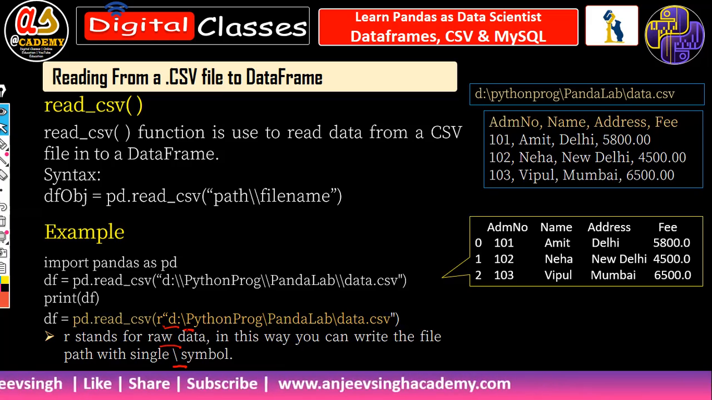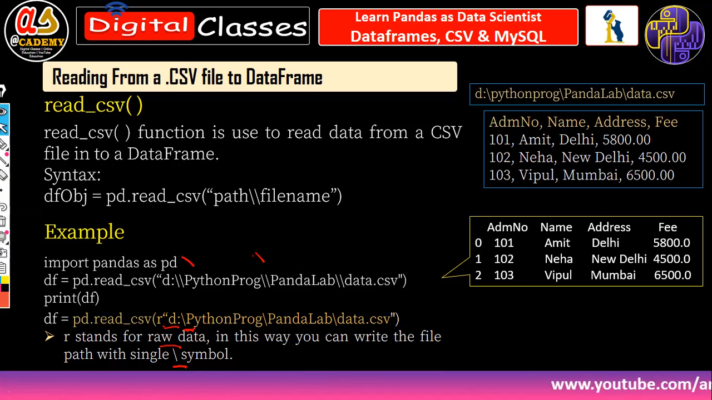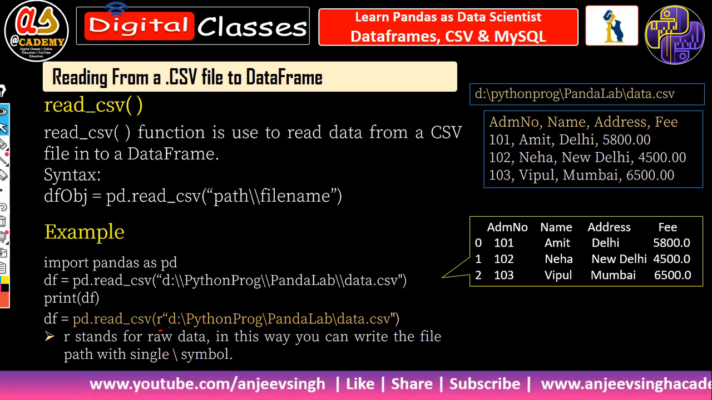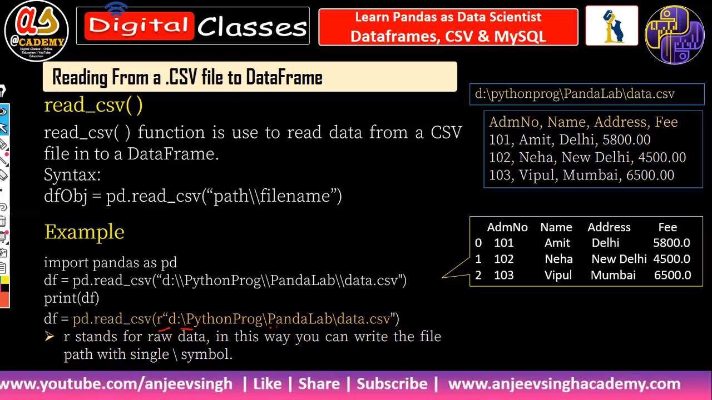In this case also, you are not getting any error message. You can use the file path with a single backslash, or you can use the double backslash. There is no problem. No need to use the R. But if you are working with a previous version of Python, in that case, you have to use the R if you are going to write the path in this way.